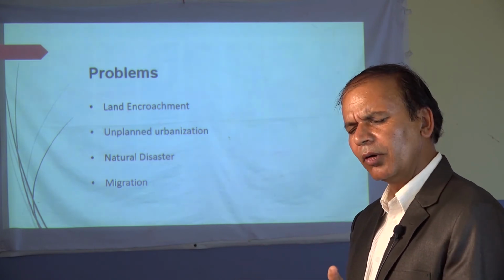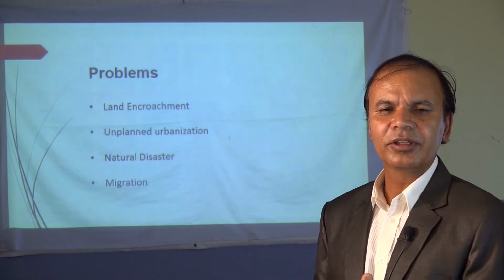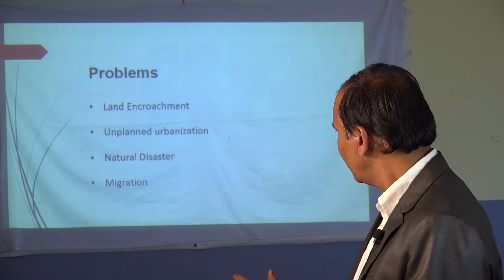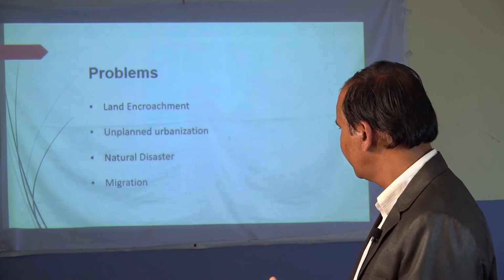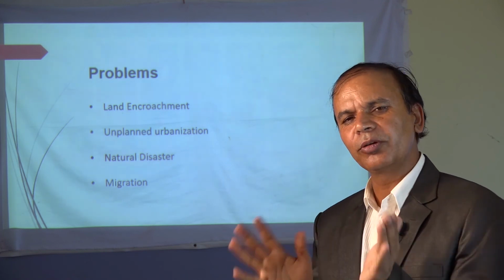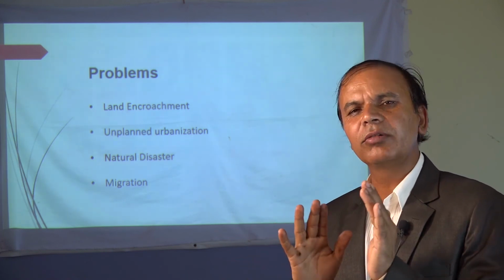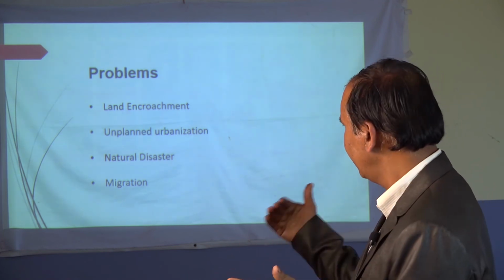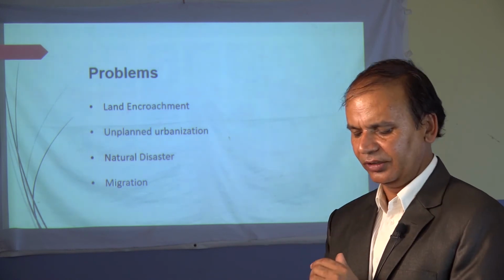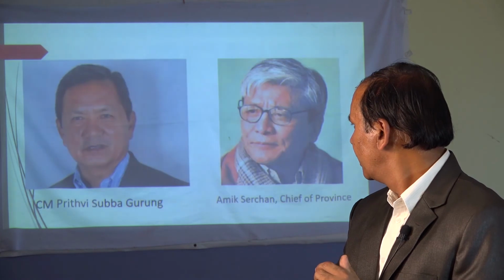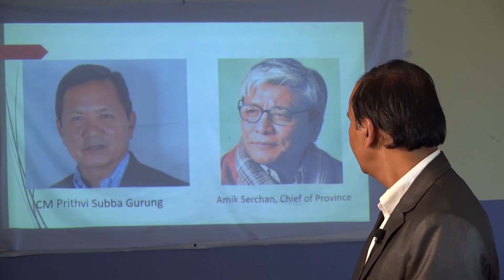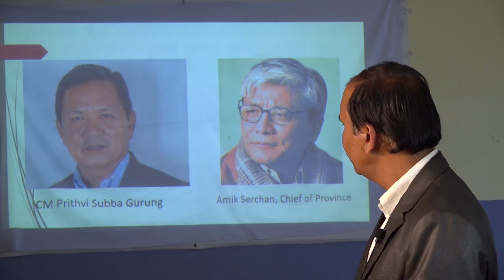Another problem we see here is migration. People migrate towards urban areas, searching for facilities. If we distribute the facilities equally throughout the country, then the migration can be controlled and uniform development can be managed. And now we can see the figure of two personalities here.